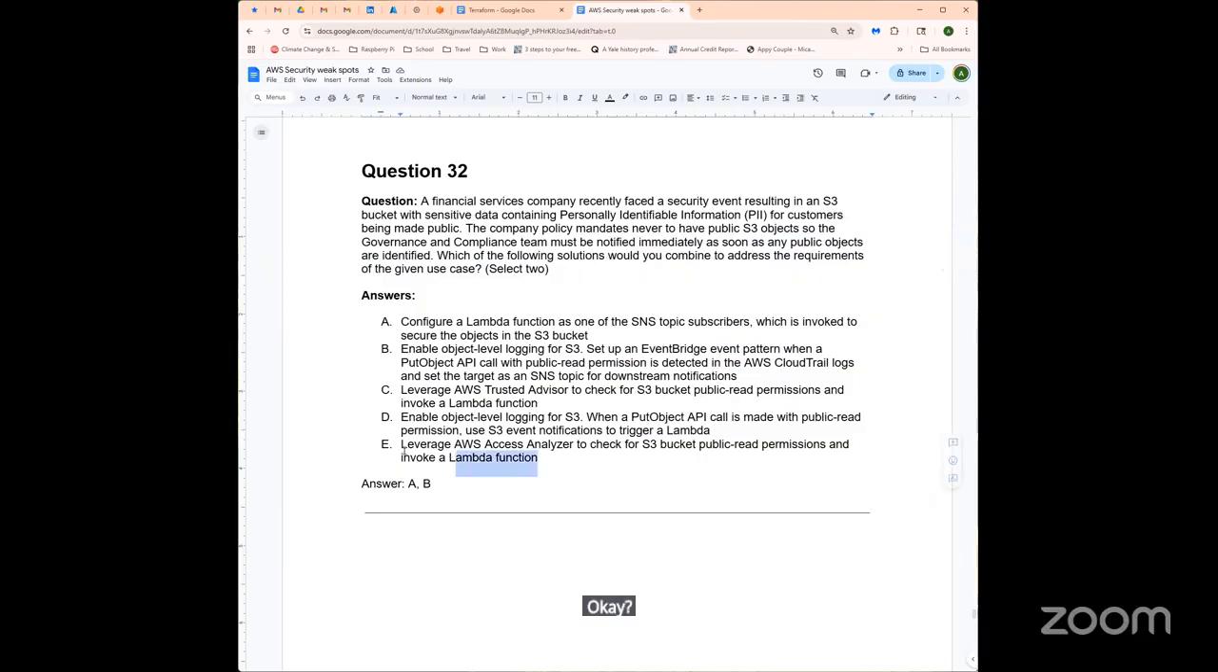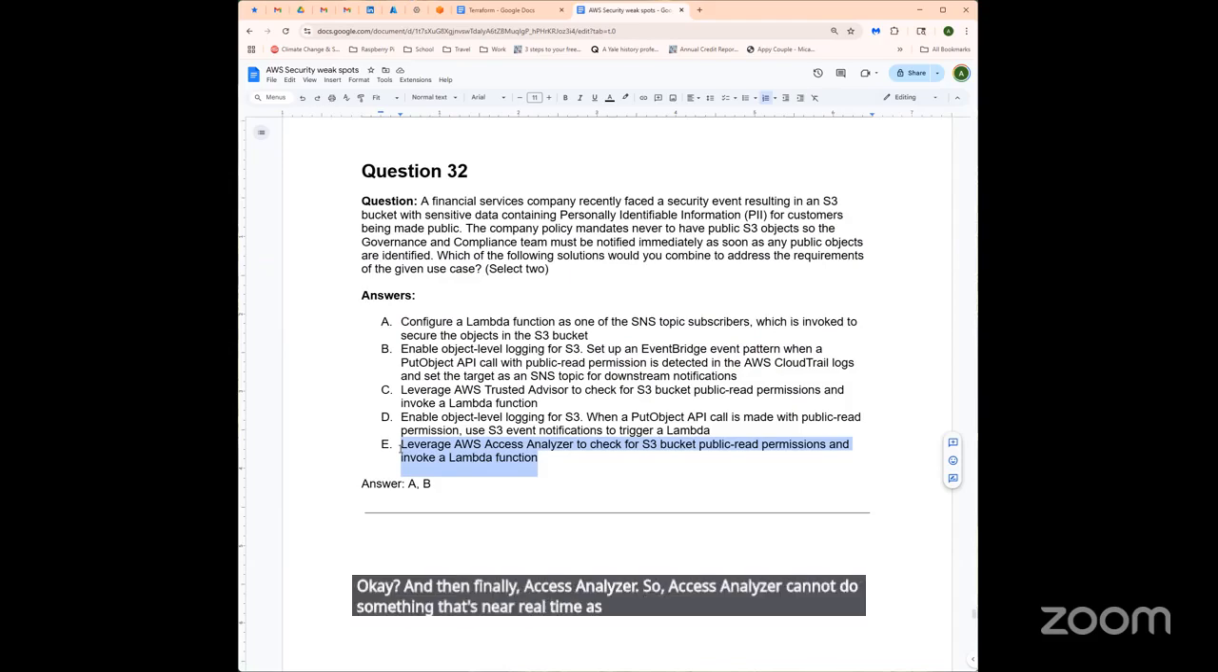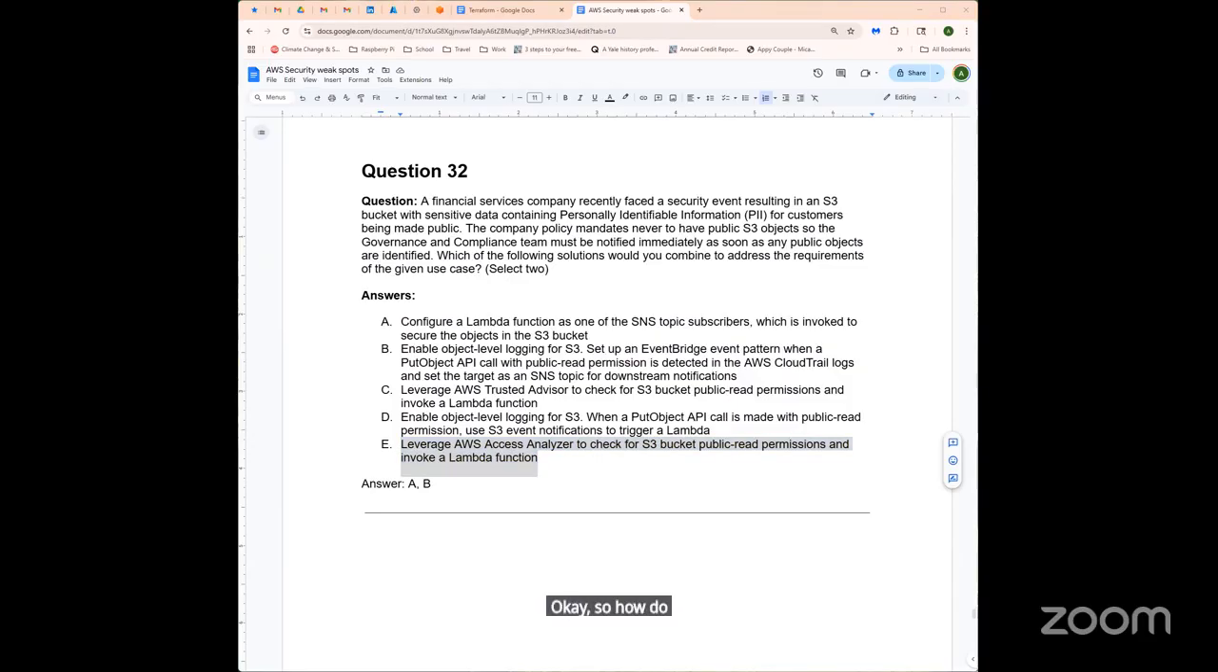And then finally, Access Analyzer. Access Analyzer cannot do something that's near real-time as far as results, right? So it can't invoke that Lambda function, and it's not designed for real-time detection.